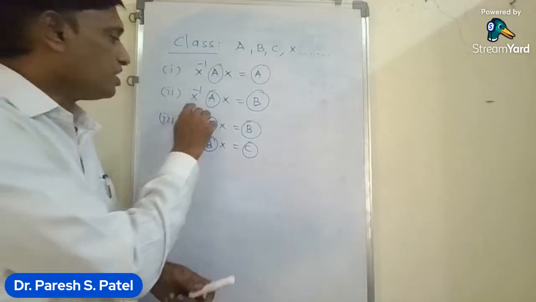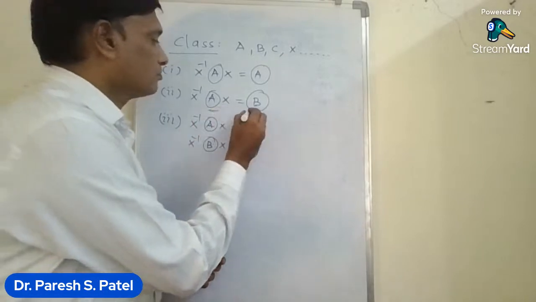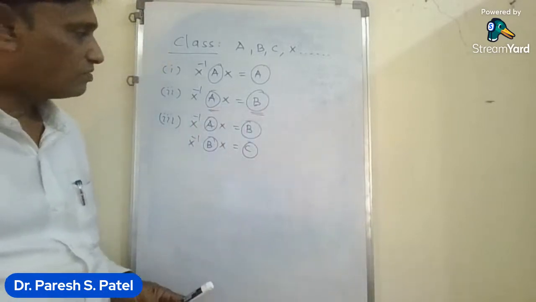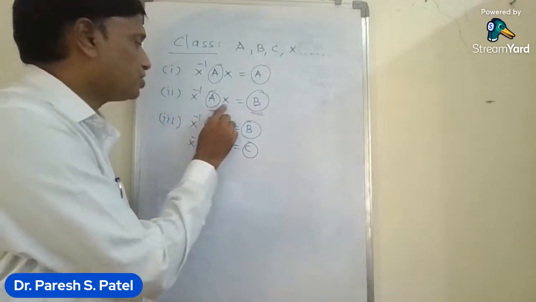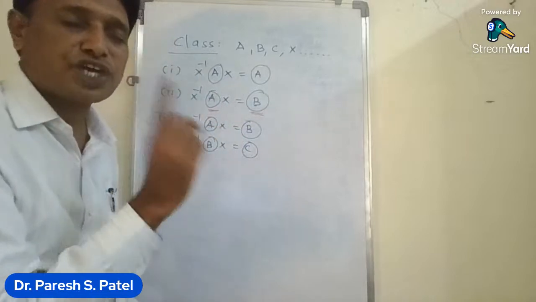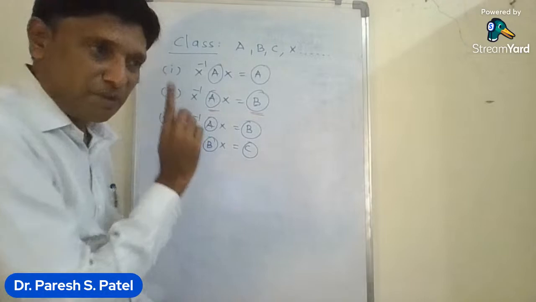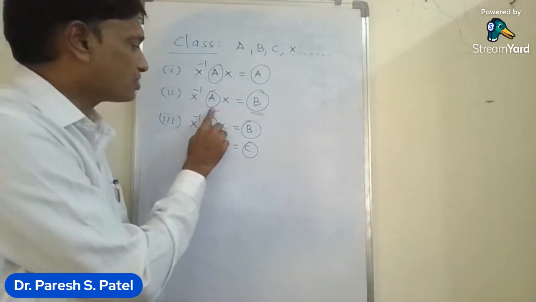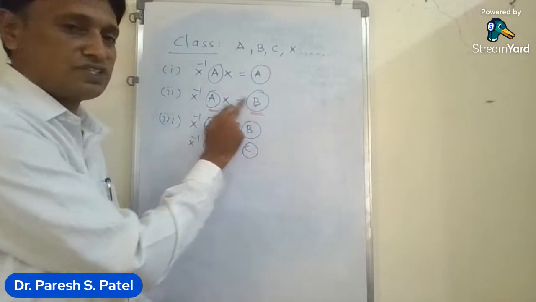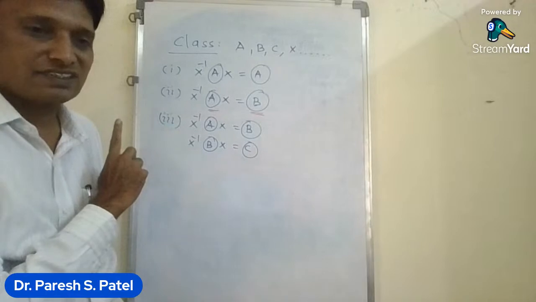Okay, now in case of this one, if X inverse A into X is equal to B, so B is the similarity transformation of A by symmetry operation X. Remember that if X inverse A into X is equal to B, it means B is the similarity transformation of A by symmetry operation X. Okay?